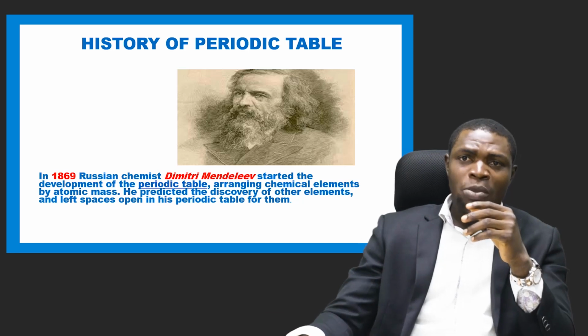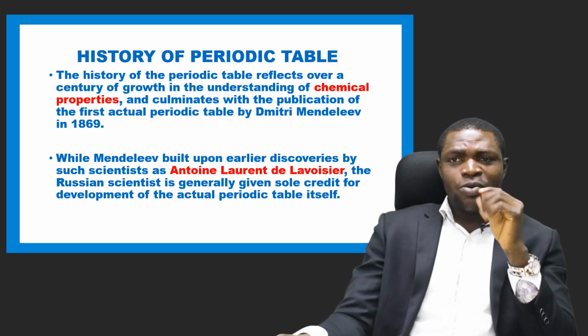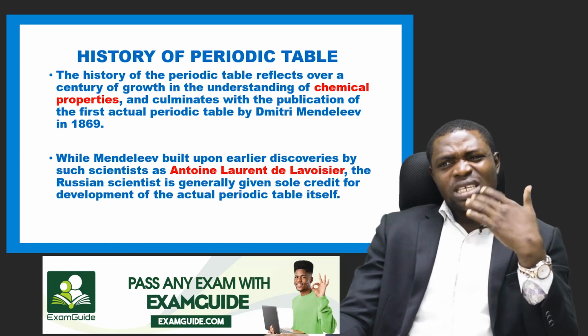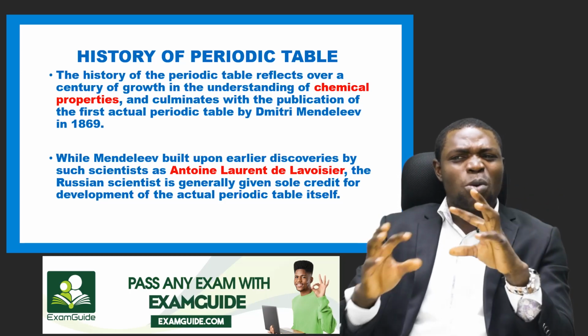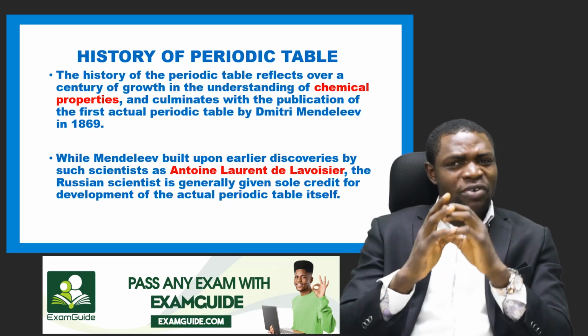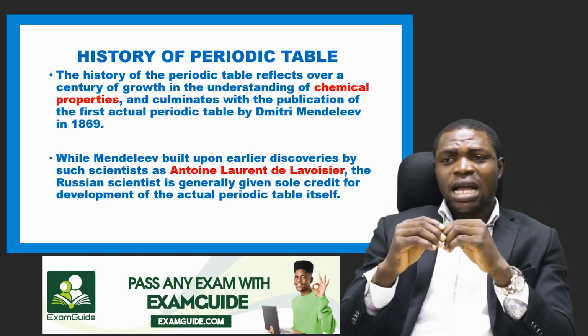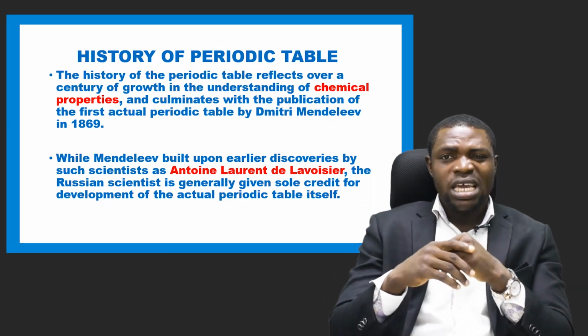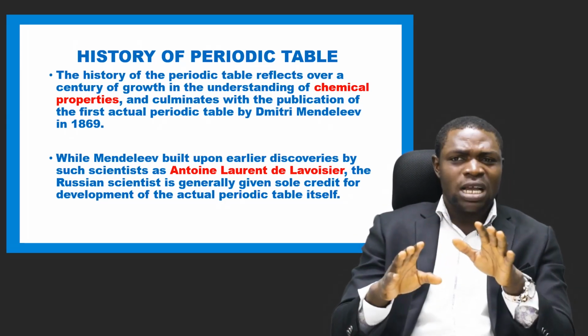Now, I must say that the history of the periodic table reflects over a century of growth in the understanding of chemical properties. This culminated in the publication of the first actual periodic table, and the first one was done by Dmitry Mendeleev in 1869. So make no mistake about it.